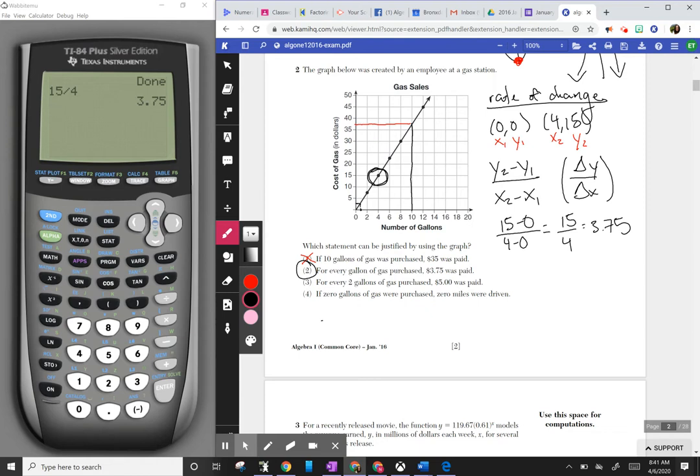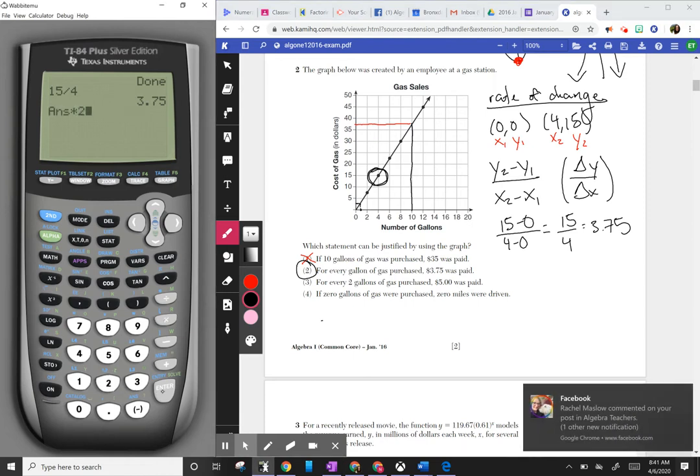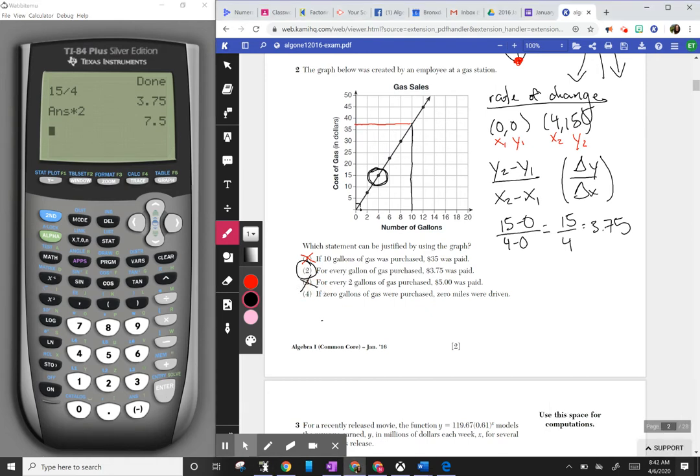We can tell that it's not going to be 3 because if it was 2 gallons, it would be twice $3.75. It would be $7.50, not $5, based on the formula we just used. And 4 says if 0 gallons of gas were purchased, 0 miles were driven.